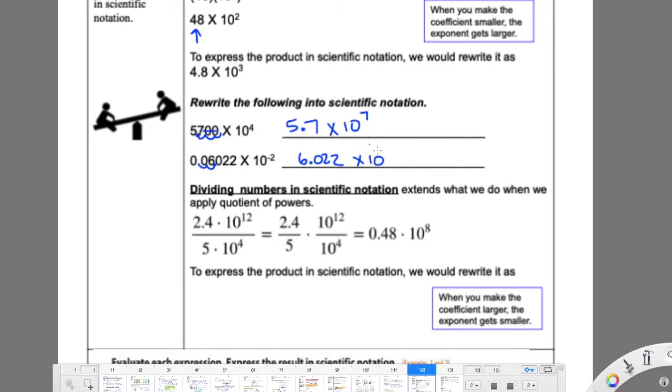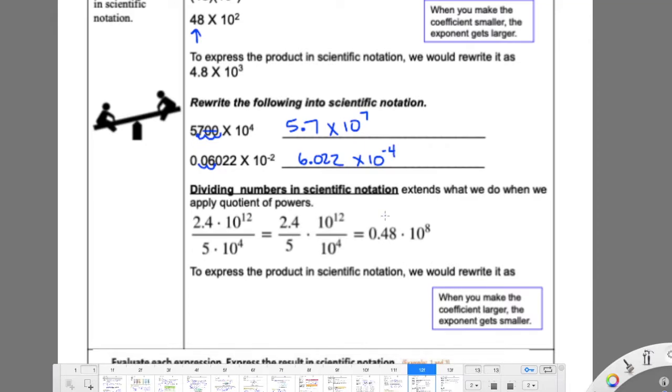So I need to increase that to 4 to show that I've moved it a total of 4 times. So this is just a practice in moving that decimal. Remember, this number in front has to be between 1 and 9. It can't be 0, it can't be 10, it can't be 48 or 5,700. It has to be between 1 and 9. It can be a decimal, so it can be 9.99. That's fine, as long as this beginning number is somewhere between 1 and 9.